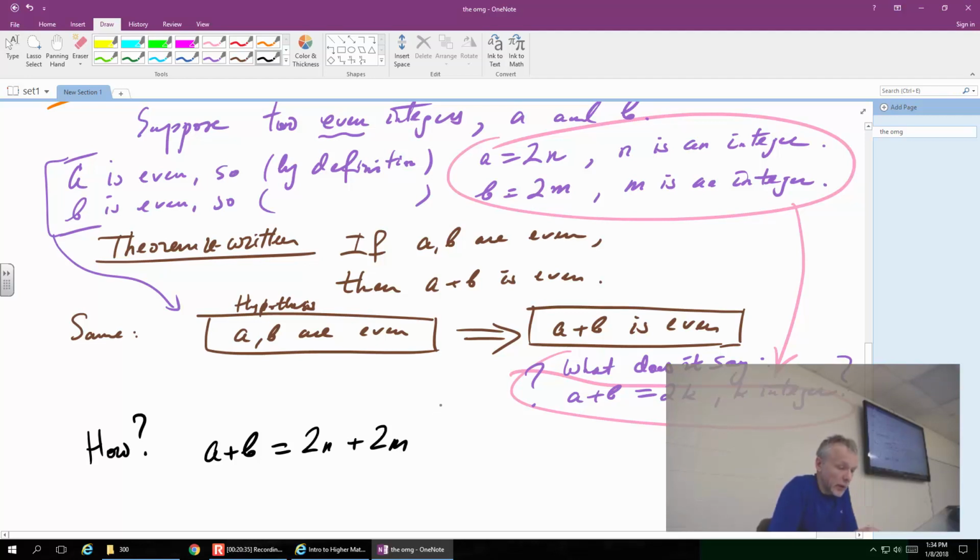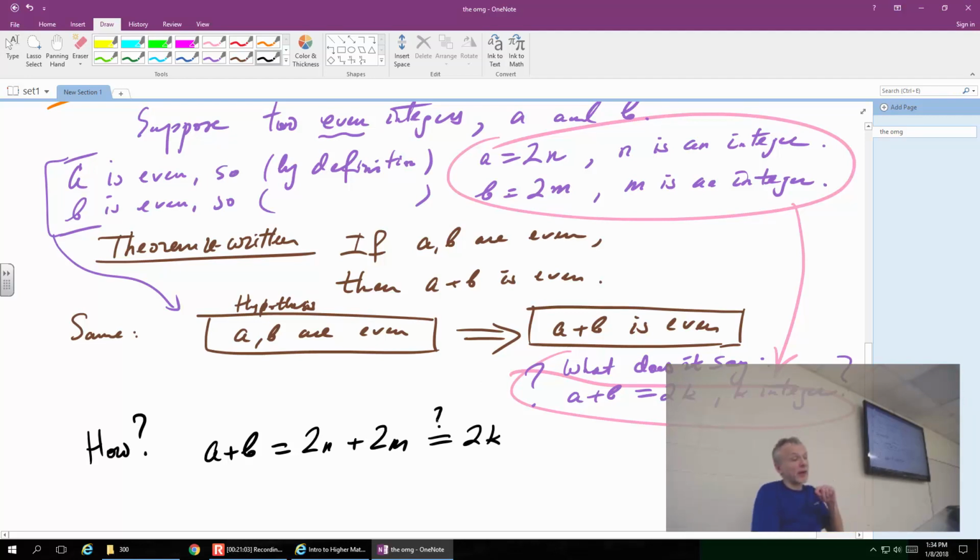Once again we are keeping an eye on our goal. It's on the right. a plus b is supposed to be equal to 2k, and so far it is equal to 2n plus 2m. Okay, so what do we do? Equal to 2k. Yeah, it's fair. 2n plus 2m equal to 2k.